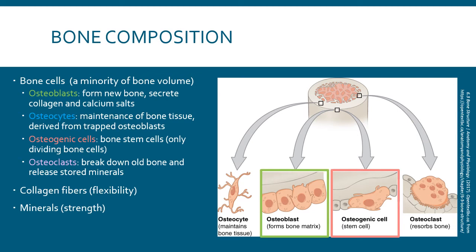Osteoblasts are the cells that are forming new bone, and they're secreting collagen and calcium salts. And as they secrete collagen and calcium salts, they become locked inside the bone they're forming and transform into osteocytes, which provide maintenance for the bone tissue. And then the last cell types are the osteoclasts.